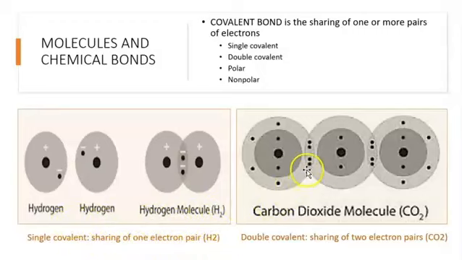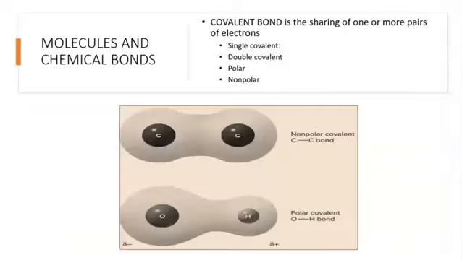Again, in covalent, they share. So you have in here carbon sharing 2 electrons, oxygen sharing 2 electrons. So that's why you see 4 in here and 4 in here. And this is going to be carbon dioxide. If we scroll down, we can see right here that covalent bonds can be polar or non-polar.